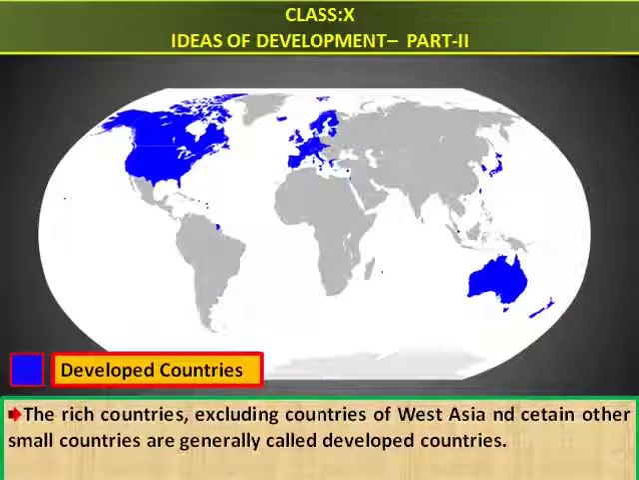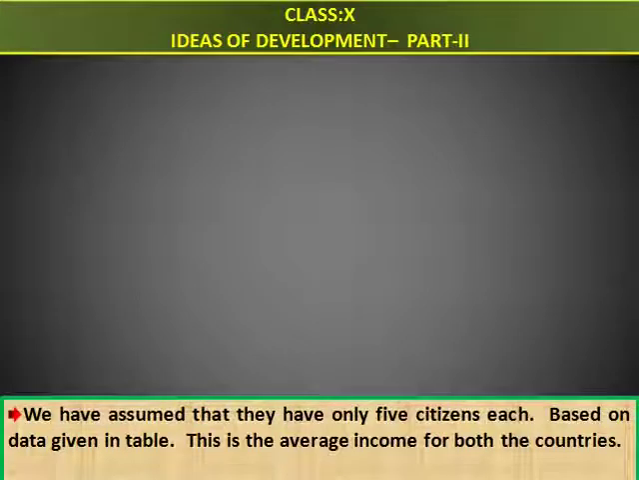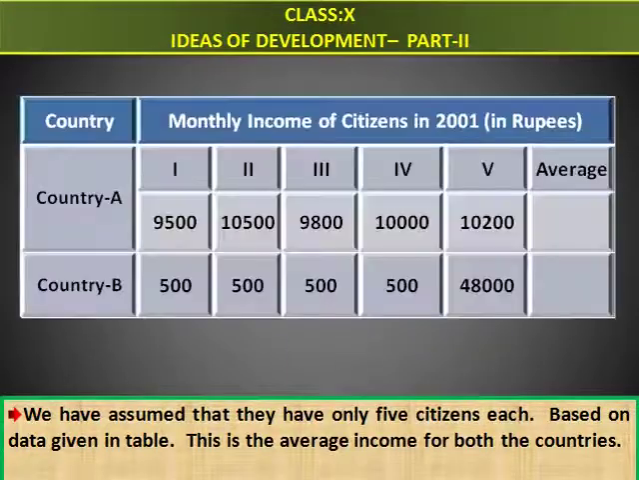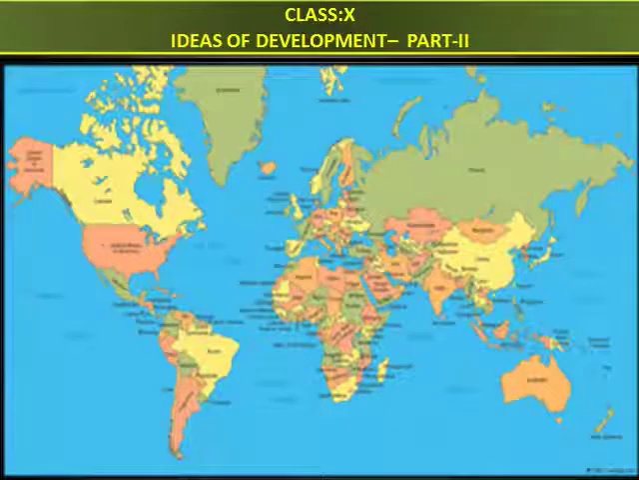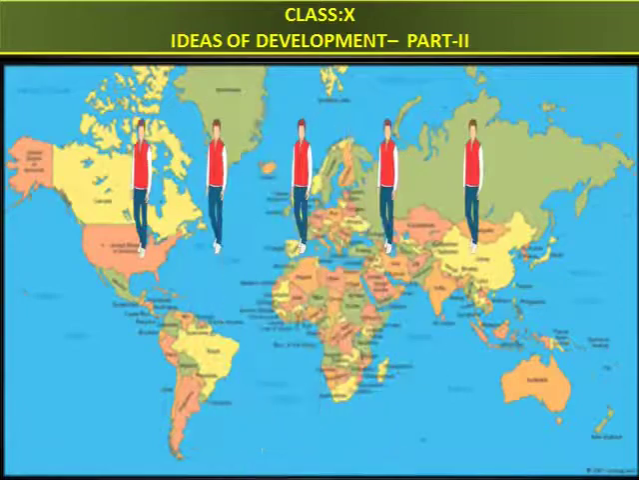As we can see in this map, the countries in blue are developed countries. While averages are useful for comparison, they also hide disparities. For example, let us consider two countries A and B. For the sake of simplicity, we have assumed that they have only 5 citizens each, based on the data given in the table.